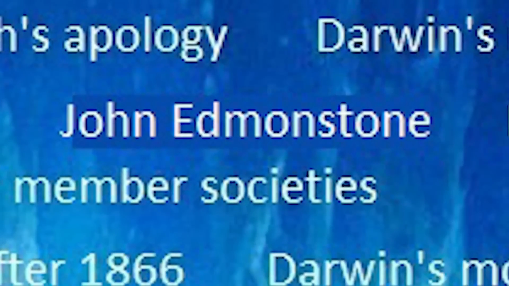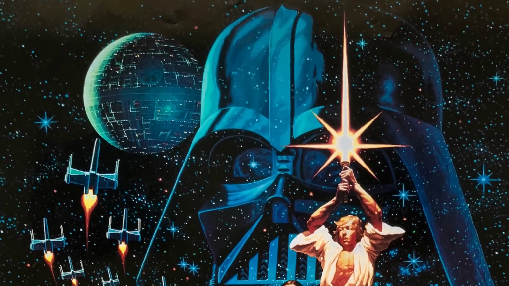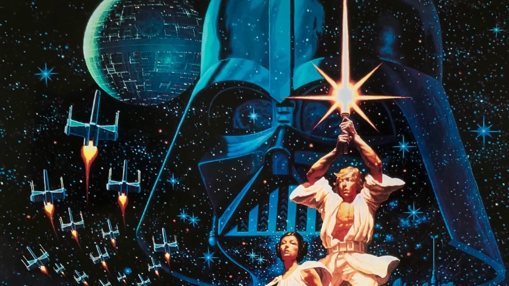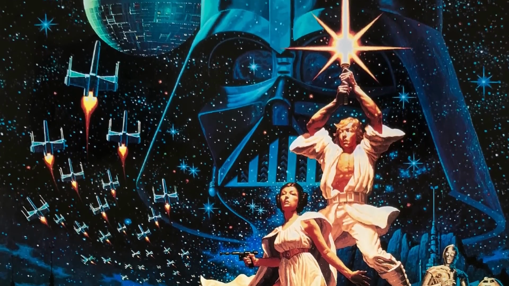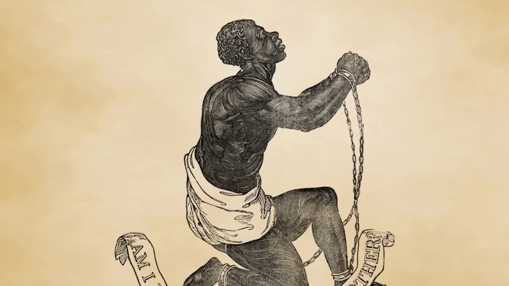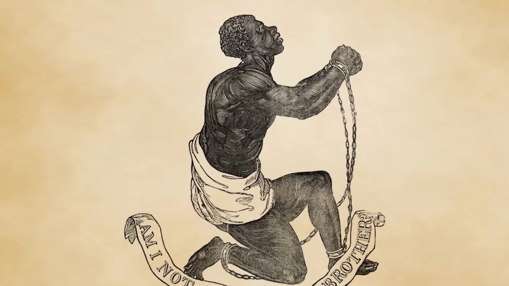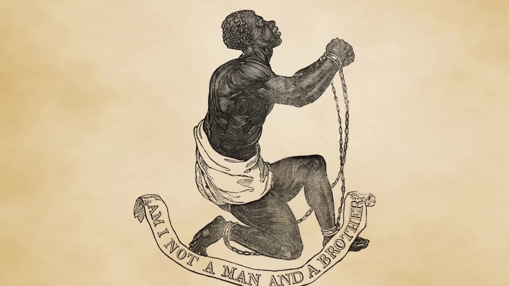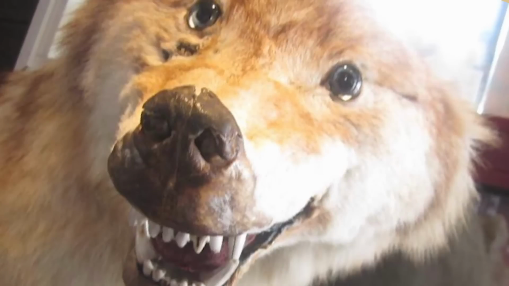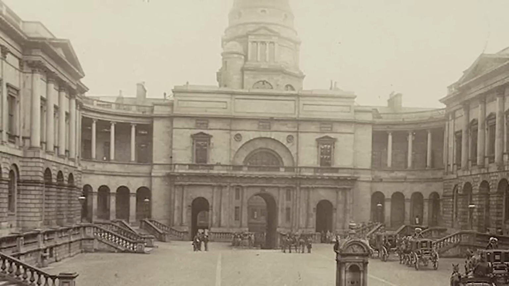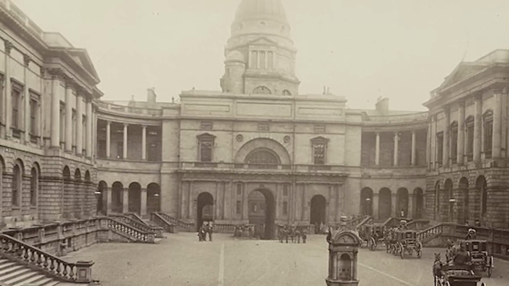John Edmonstone. Just like the first 3 Star Wars movies, there's approximately one black guy in the entire Darwin story. John Edmonstone was a slave in a British colony before eventually being freed in Scotland and pursuing the British dream, taxidermy. He taught his craft to the nearby University of Edinburgh students, most famously Darwin.